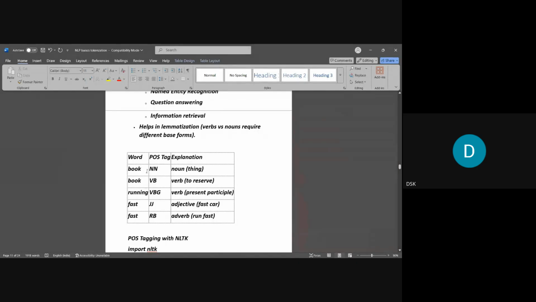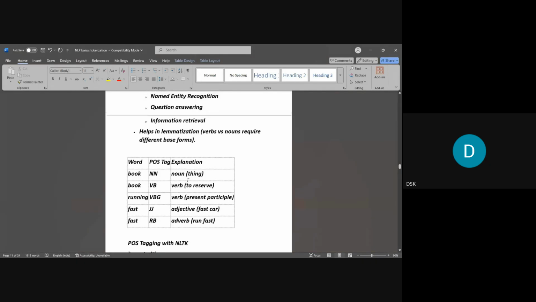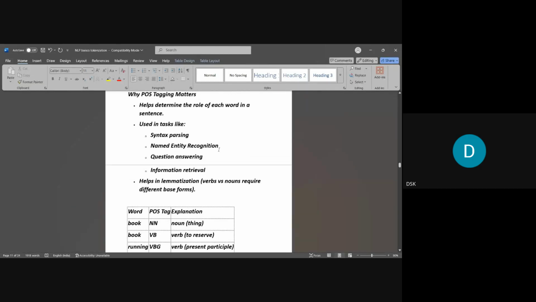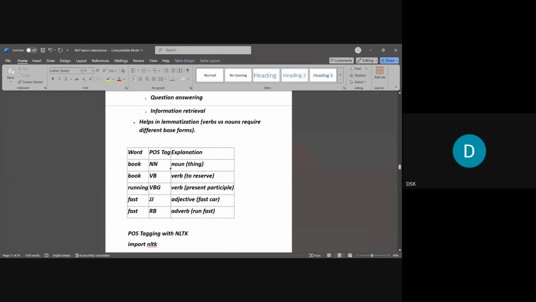So for the word book, the POS (part of speech) tag is NN, that is noun, a thing. Again, book as VB, that is verb, to reserve. So it depends on the context in which these words are being used. So this book means to reserve something. So that's why it is used as a verb. And for verb, VB is used, and for noun, double N is used.